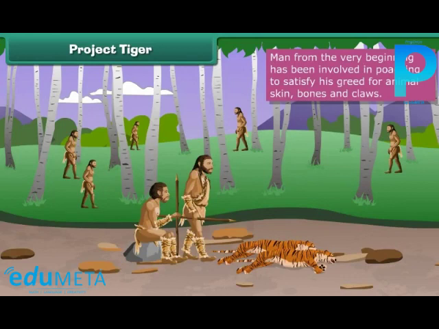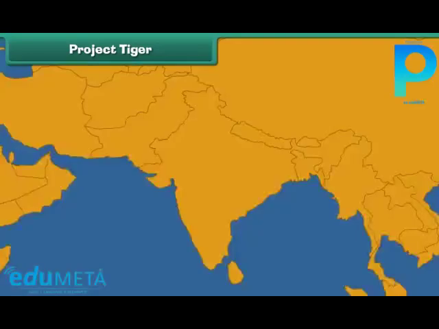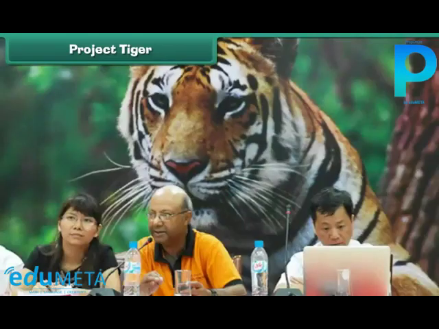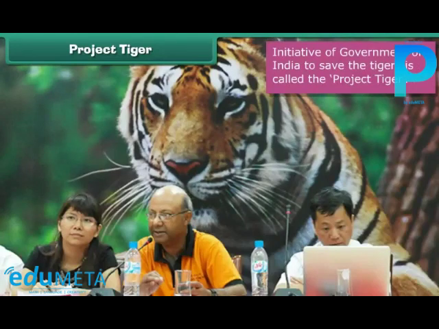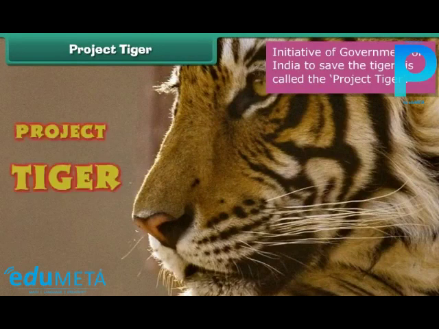He did not care for its effect on the diversity of the world. As a result, we have already made some species fade away from Earth forever. Indian tiger is also one of them. Government of India has taken the initiative to save the tigers. This is called the Project Tiger.